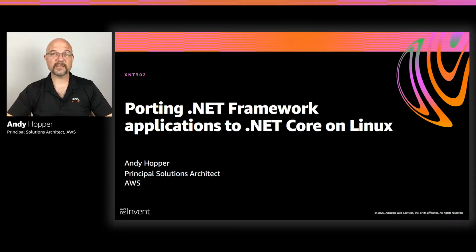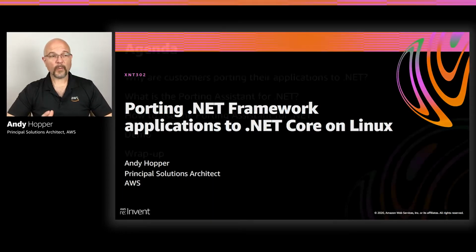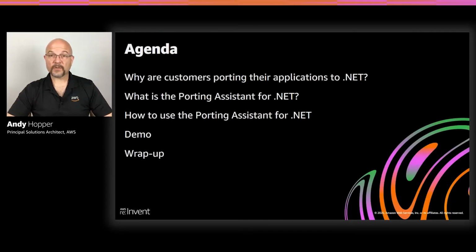This session is XNT 301, porting .NET Framework applications to .NET Core on Linux. So what will we be talking about in this session? First, we're going to be covering why customers are interested in porting their applications from .NET Framework over to .NET. Next, we'll describe what the porting assistant is and how AWS is making it available to customers. We'll also cover how your users can use the porting assistant to convert their code from .NET Framework over to .NET Core and .NET 5.